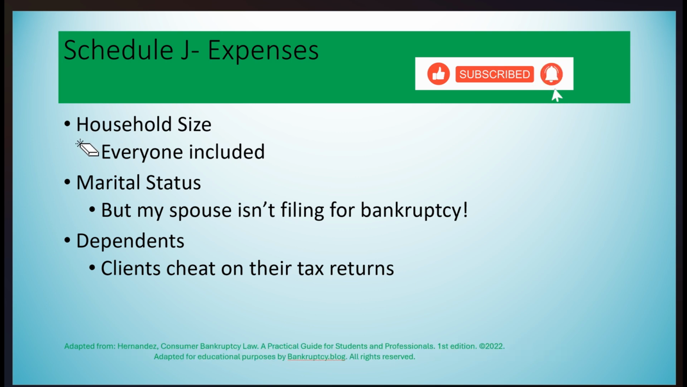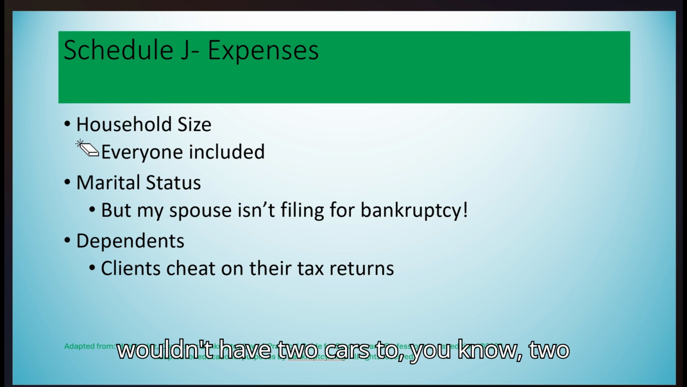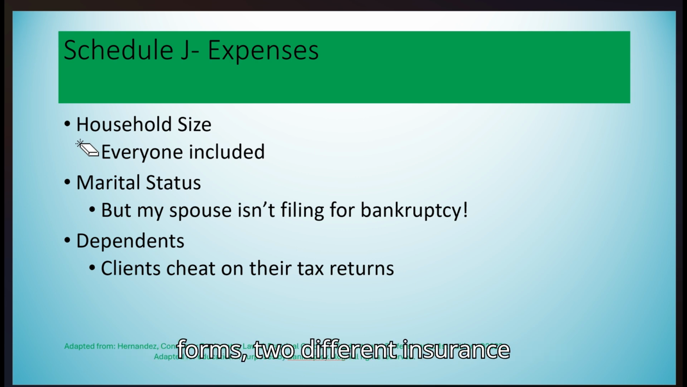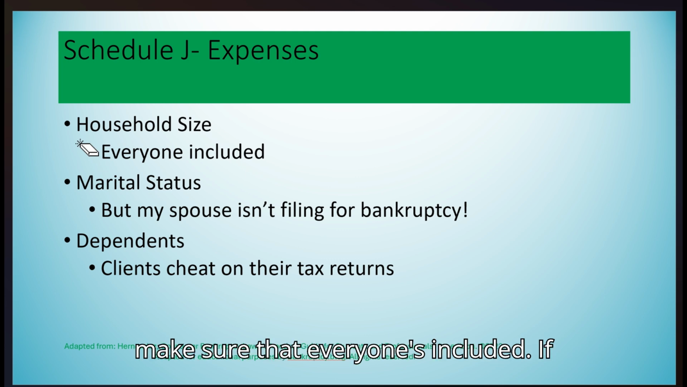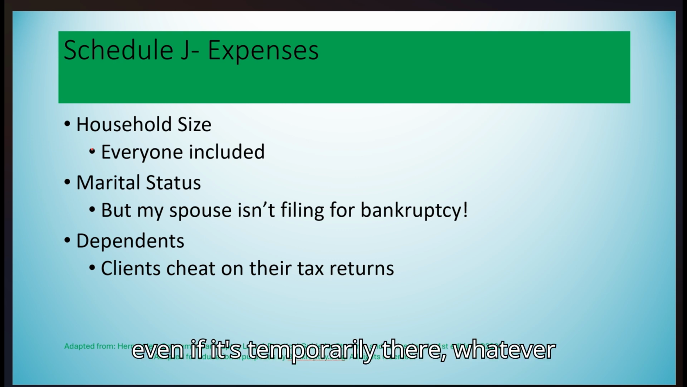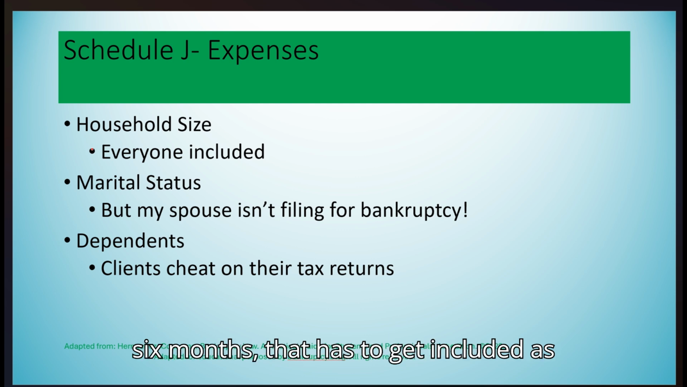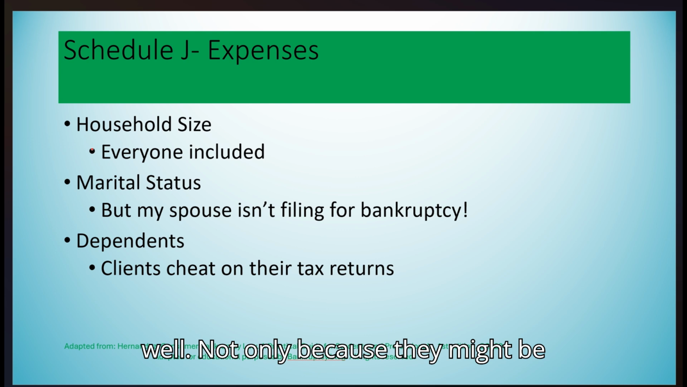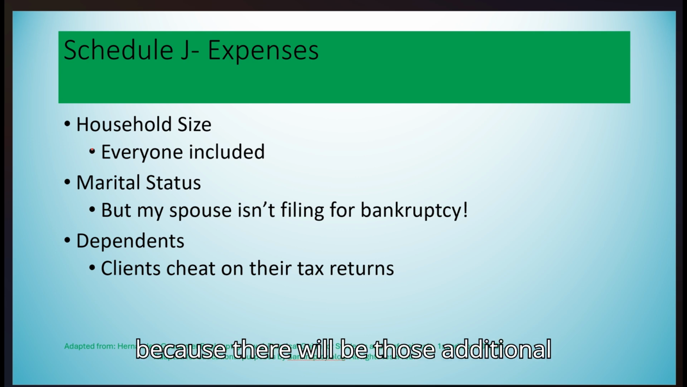My grocery bills would be less. I wouldn't have 2 cars, 2 car payments, 2 different insurance policies for 2 cars. So it does add up. So make sure that everyone's included. If someone is living there, even if it's temporary, whatever the situation might be, only for the next 6 months, that has to get included as well. Not only because they might be contributing financially, but also because there will be those additional expenses.